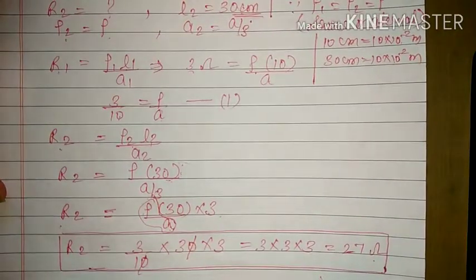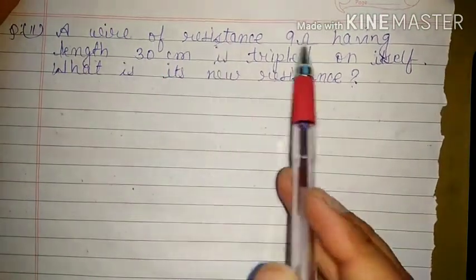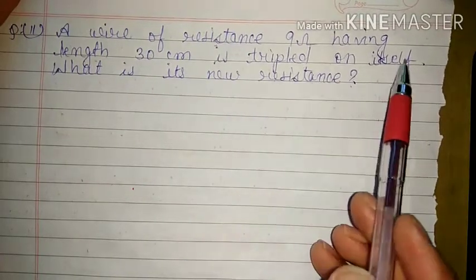This is question number 10. Next question is question number 11. A wire of resistance 9 ohm having length 30 centimeter is tripled on itself.